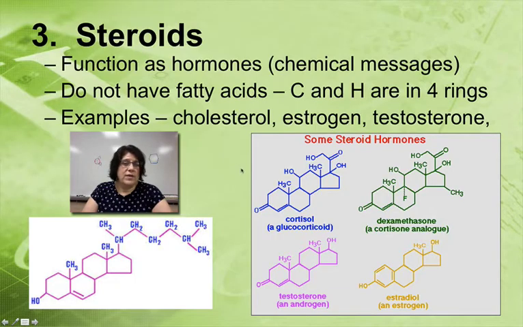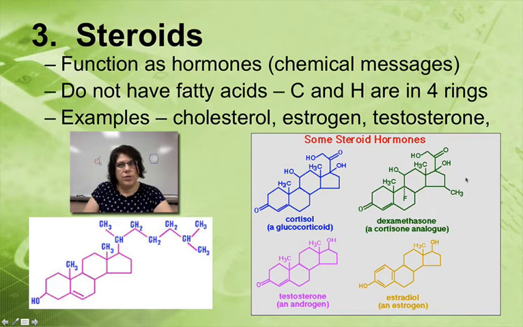The only thing that all steroids have in common is that they have these four rings in all these pictures. You can see the four rings of carbon that are all stuck together. That is the characteristic structure of a steroid, is four carbon and hydrogen rings that are all stuck together.